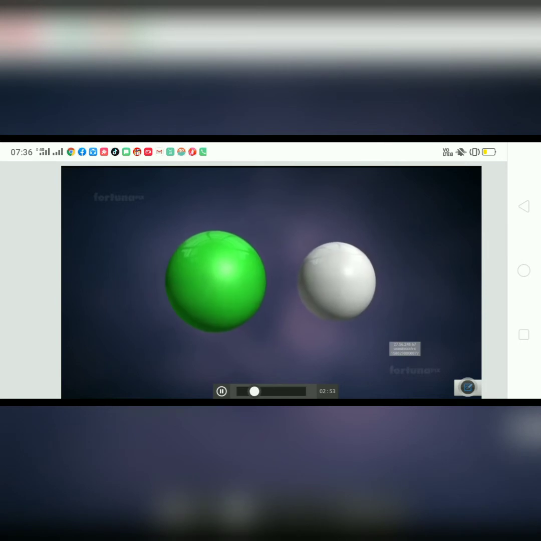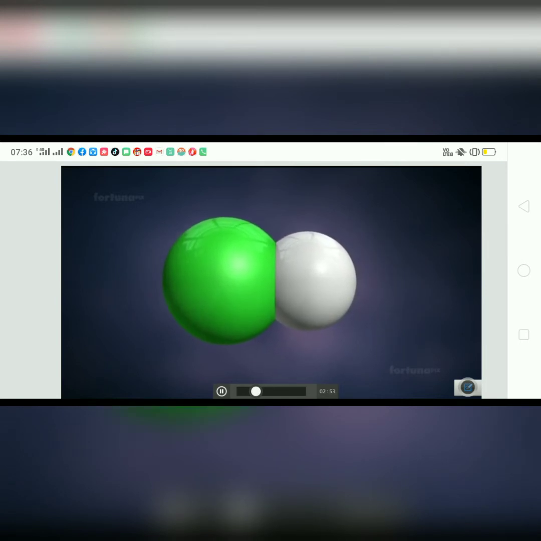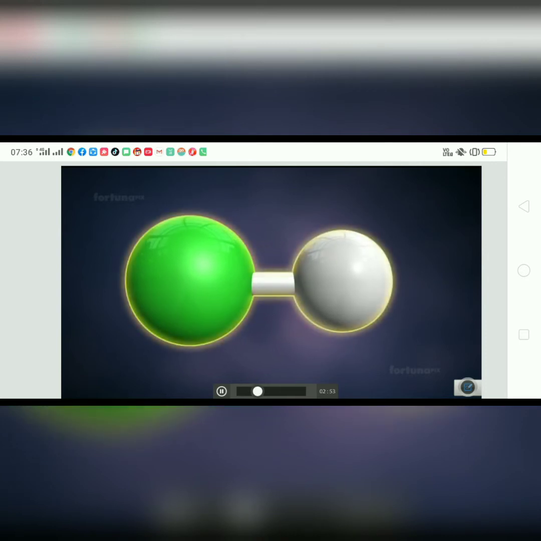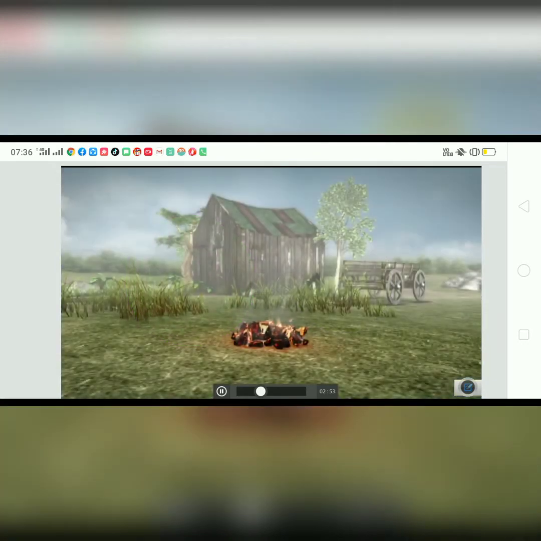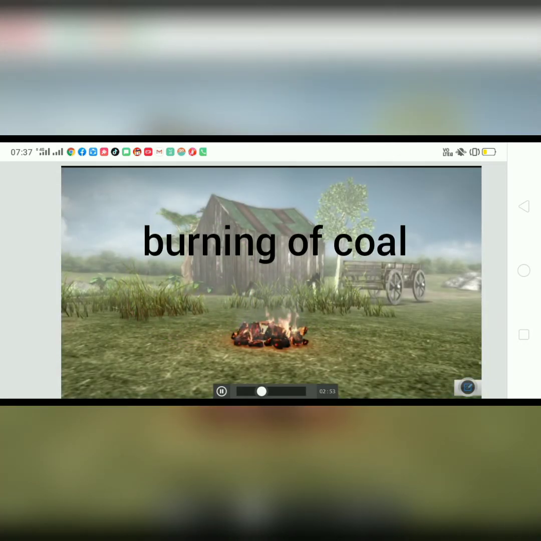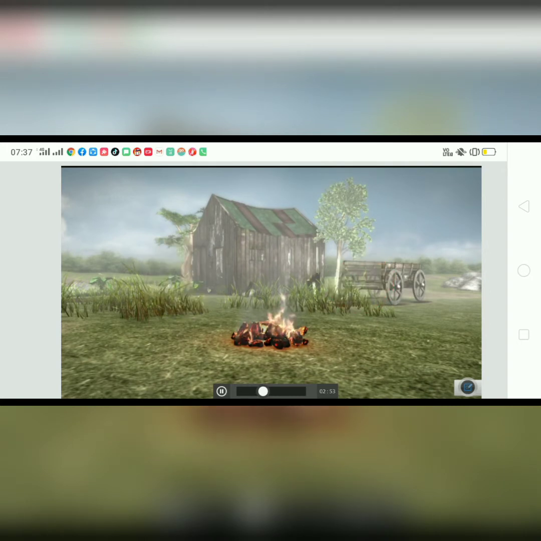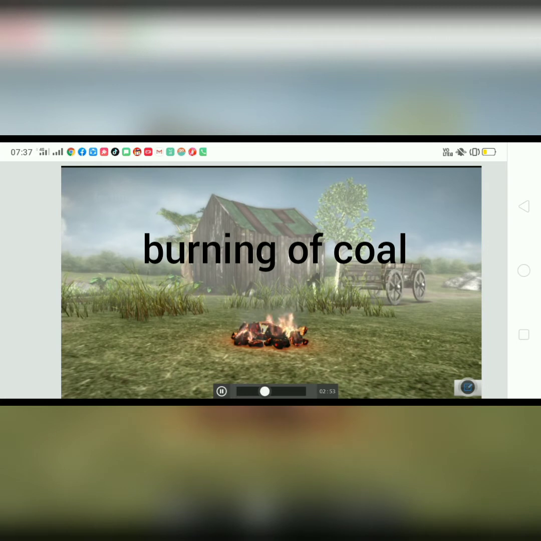Generally, in a combination reaction, a bond is formed between two components. Due to the formation of bonds in chemical reactions, energy is released in the form of heat energy. So combination reactions are generally exothermic reactions. The most common combination reaction is the reaction between carbon and oxygen to form carbon dioxide gas.